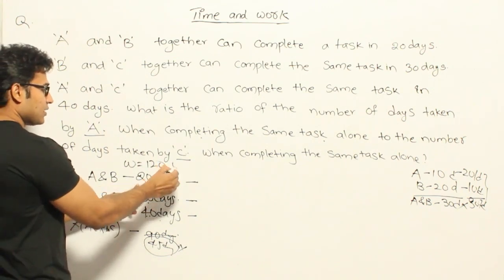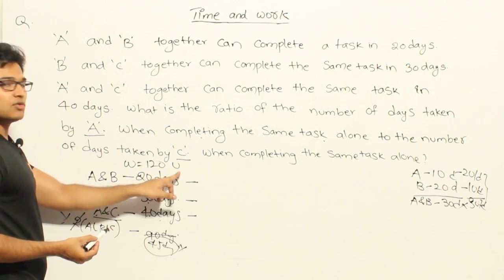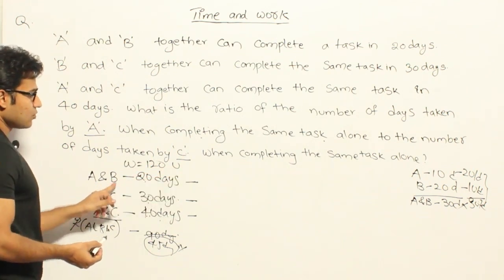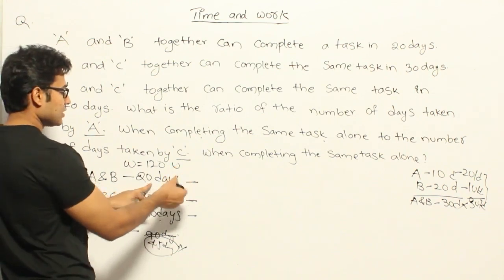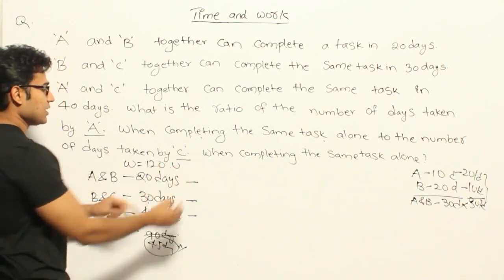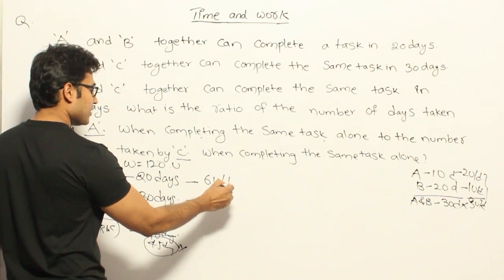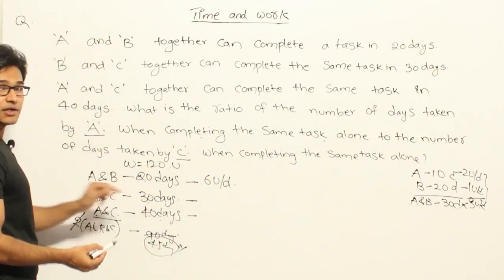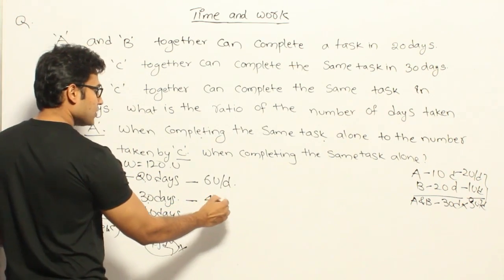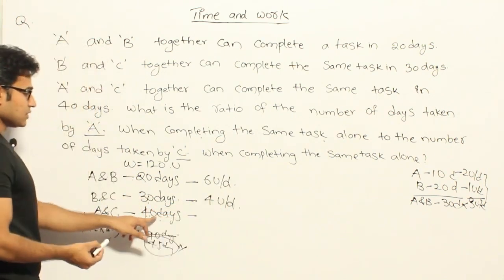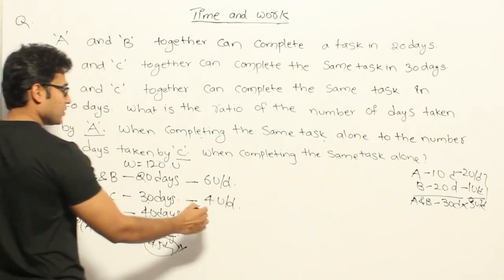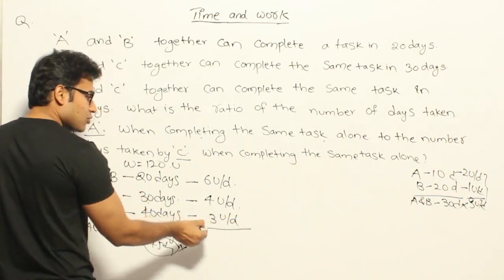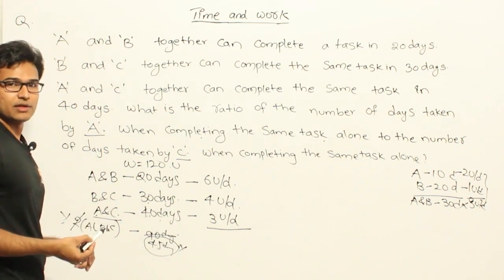Okay. Now assuming that the total amount of work is 120 units, then what is the amount of work that A and B can do per day? So per day is nothing but the rate, 120 by 20, which means 6 units per day. Now what about the rate at which B and C are doing? 120 by 30, which means 4 units per day. What is the rate at which these are working? 120 by 40, which means 3 units per day, right?